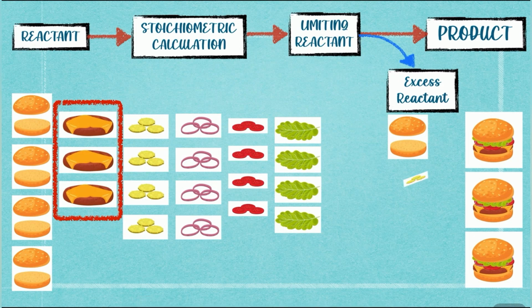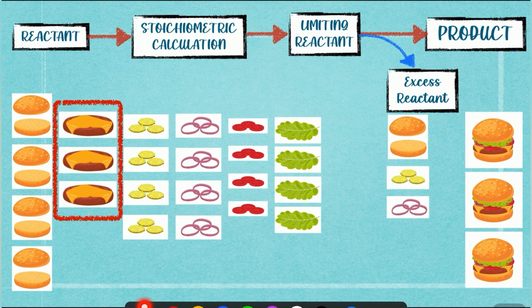Same for the other ingredients: cucumber, onion, tomato, and salad. All these are excess reactants. So only 3 burgers are produced from the given ingredients.